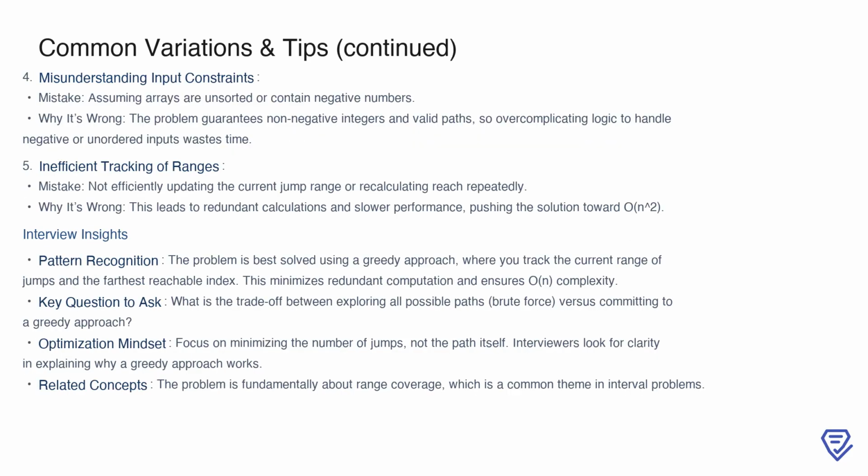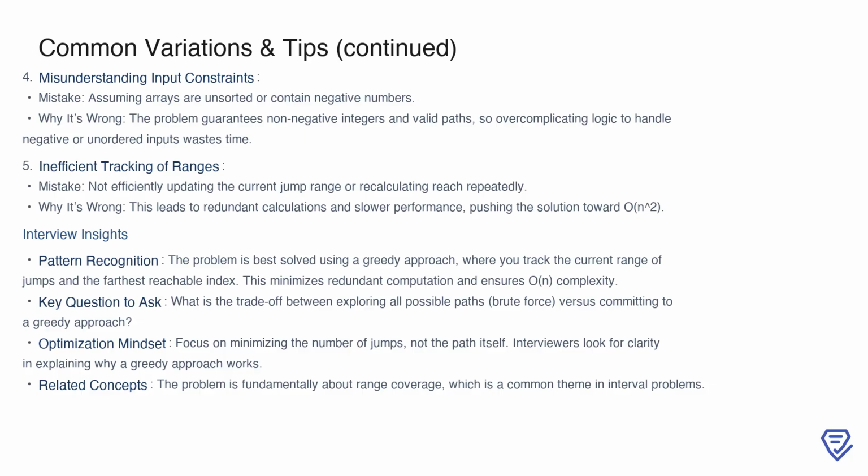Now, another challenge arises when input constraints are misunderstood. Some might assume the array could contain negative numbers or be unsorted, but the problem guarantees non-negative integers and valid paths. Overcomplicating the logic to handle scenarios that won't occur wastes valuable time during interviews or competitive programming. Additionally, inefficient tracking of jump ranges can significantly slow down your solution. For instance, repeatedly recalculating the reachable range instead of maintaining it dynamically can push your solution's complexity toward O(n²).